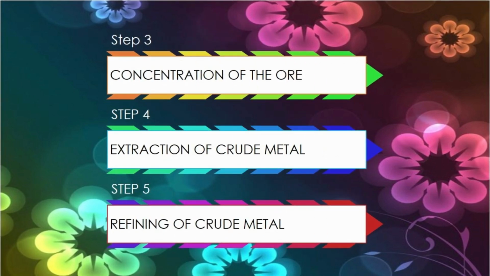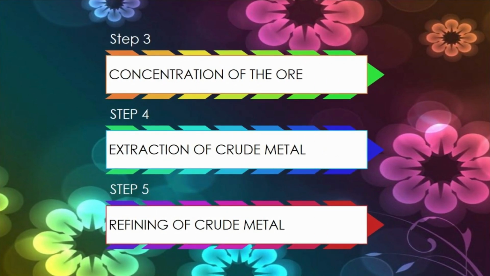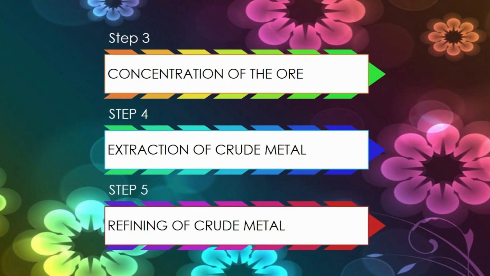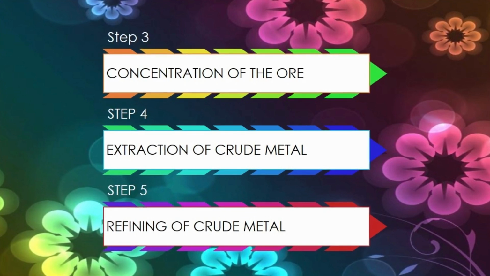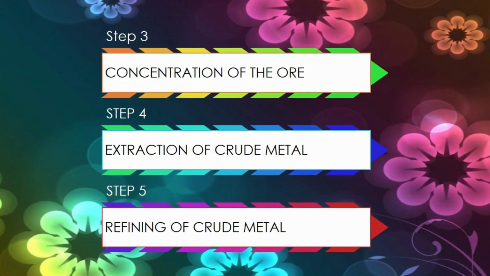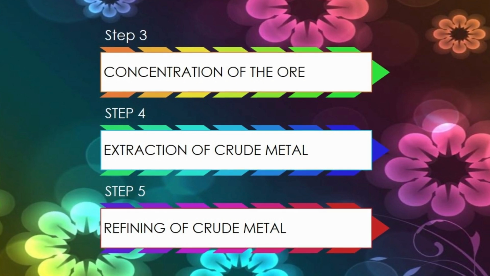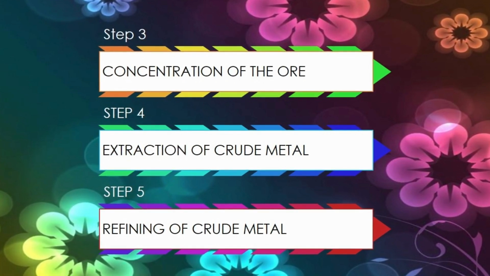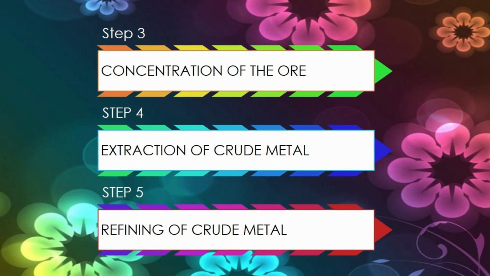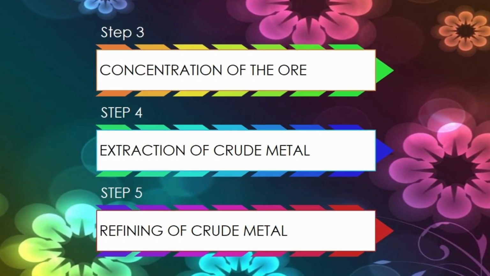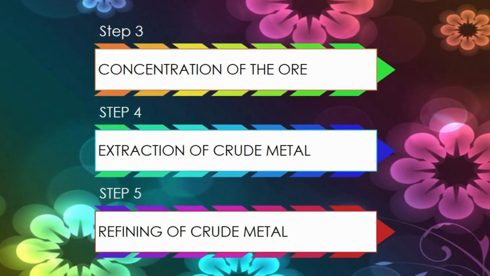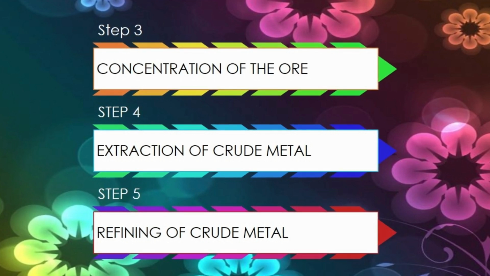Third step will be concentration of the ore, which means you are going to remove the earthly impurities present in the ore. Step 4 will be extraction of crude metal, and step 5 will be refining of crude metal. All these steps we are going to learn in detail in this chapter.